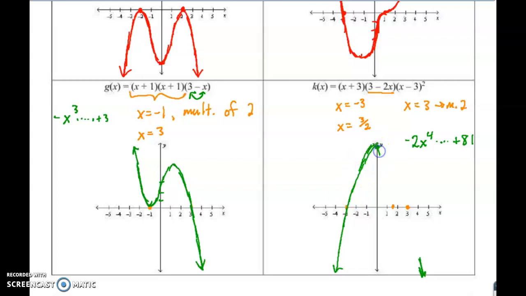And again, I don't know where the max is. So I'm just giving you lots of options. It crosses again at 3 halves. And as it goes up back to 3, it just bounces off of 3, and it confirms our end behavior.